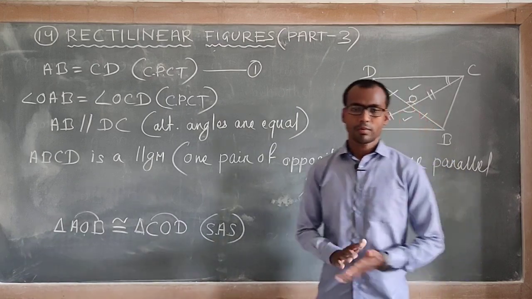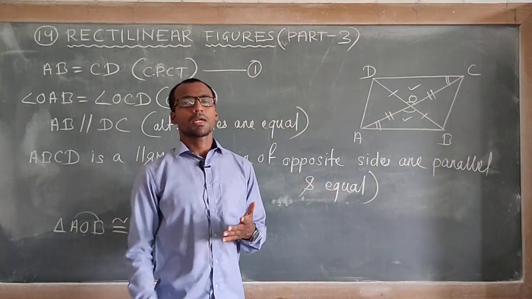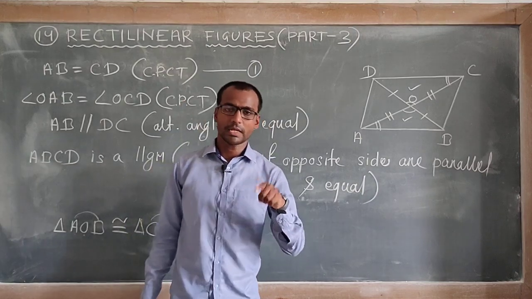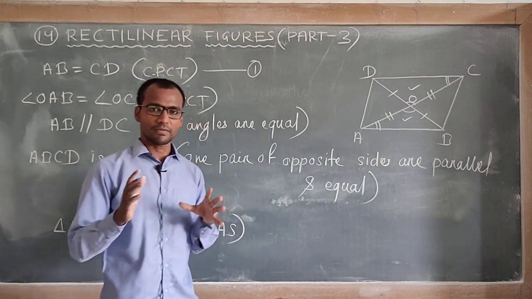Okay, so I hope you have understood this part. Next we will move to theorems related to rectangle, then rhombus, then square. So it will be very long. This chapter is very big.